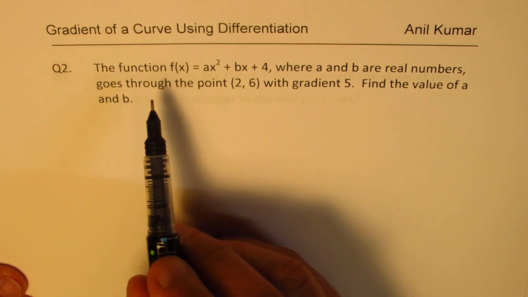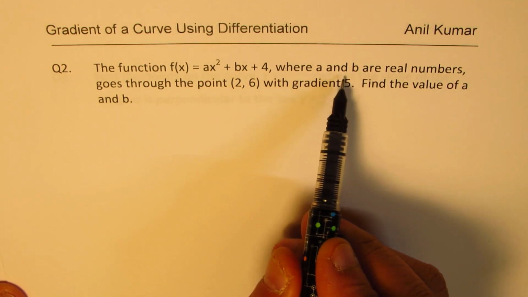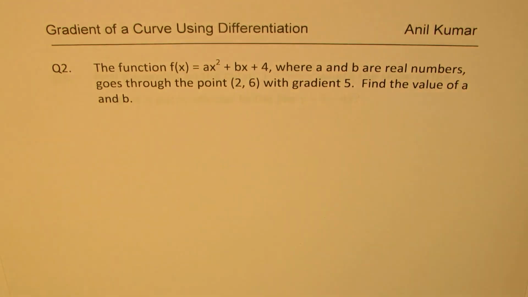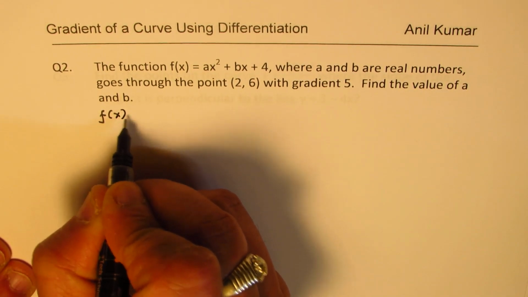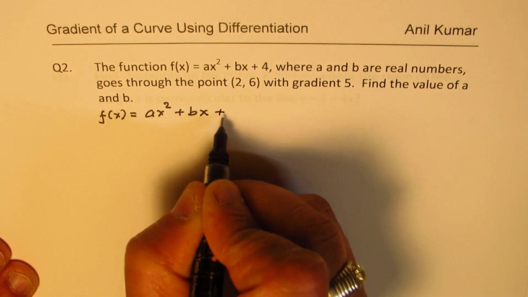Now let's take up the next question, which is question number 2. The function f of x equals ax squared plus bx plus 4, where a and b are real numbers, goes through the point 2 and 6 with gradient 5. Find the value of a and b. Okay, so this time we are given a gradient of 5. The function is equal to ax squared plus bx plus 4.